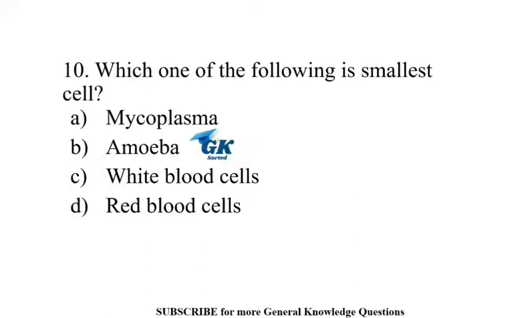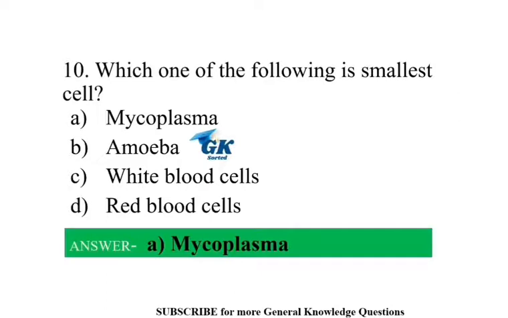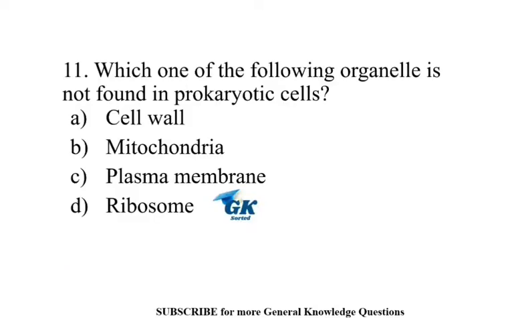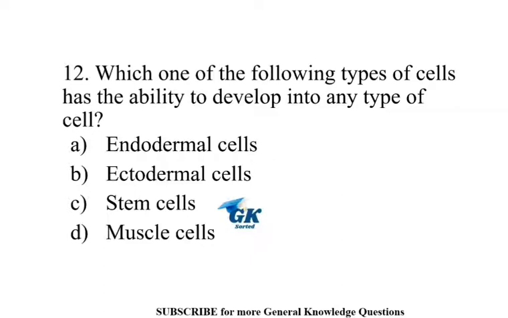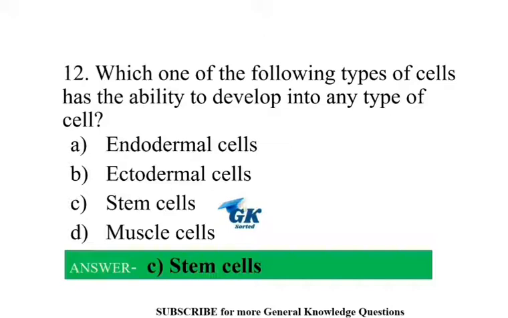Which one of the following is smallest cell? Mycoplasma. Which one of the following organelle is not found in prokaryotic cells? Mitochondria. Which one of the following types of cells has the ability to develop into any type of cell? Stem cells.